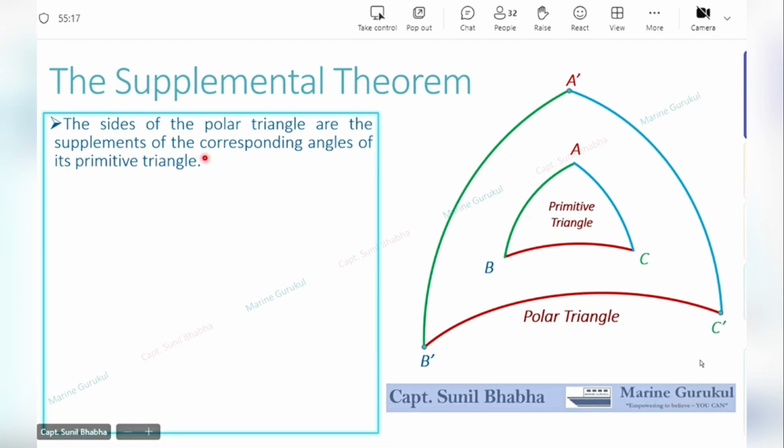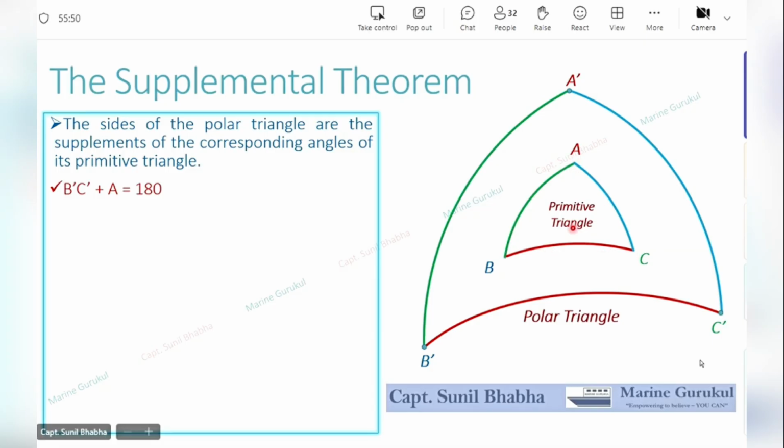So let's try to understand this property using this diagram. Now the sides of the polar triangle are Alpha dash to Bravo dash, Bravo dash to Charlie dash, and Alpha dash to Charlie dash. Now if we pick up a side of the polar triangle, let us for our first example pick up the side, red color side, Bravo dash to Charlie dash, and we pick up a corresponding angle of the primitive triangle. Now in the primitive triangle we have three angles, Alpha, Bravo and Charlie.